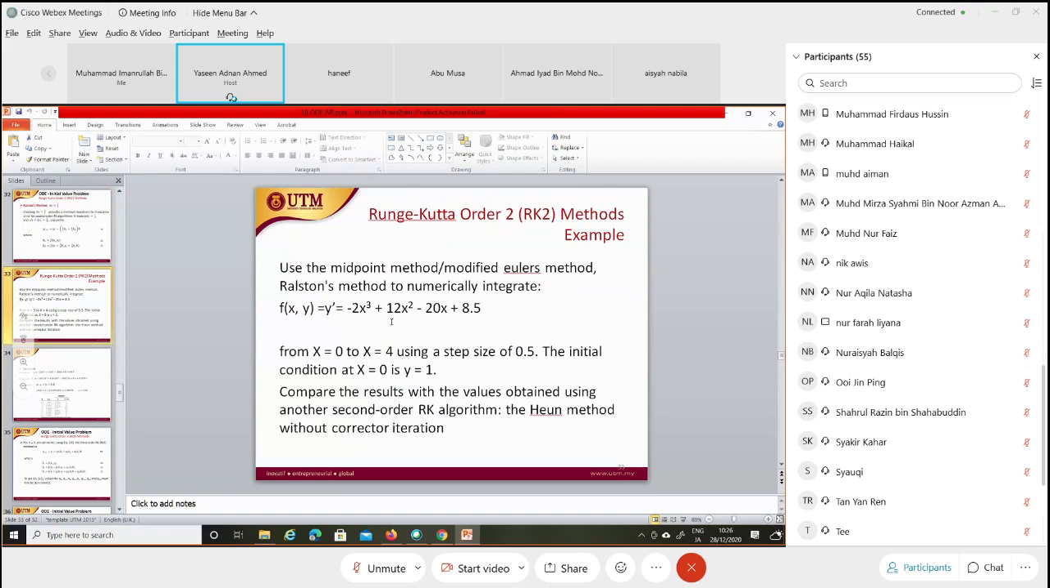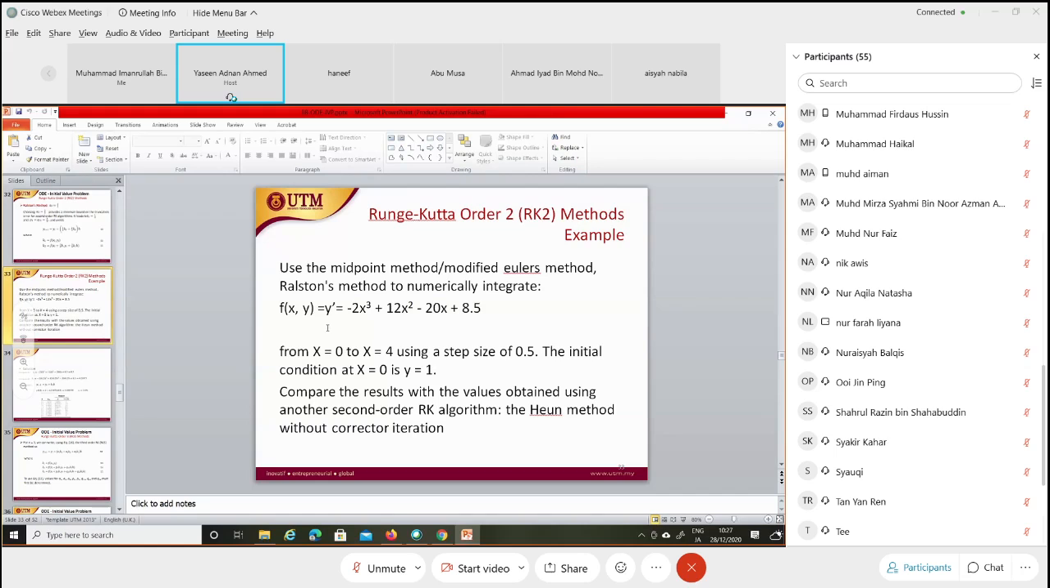Okay, so this one, they say you can solve this problem. That's the derivative, so this is y prime or f of x, y, whatever it is, but this is not a function of y. But it could be a function of y, that should be okay. This derivative is minus 2x cubed plus 12x squared minus 20x plus 8.5. So you have to find the solution. Solution means you have to find the value of y.